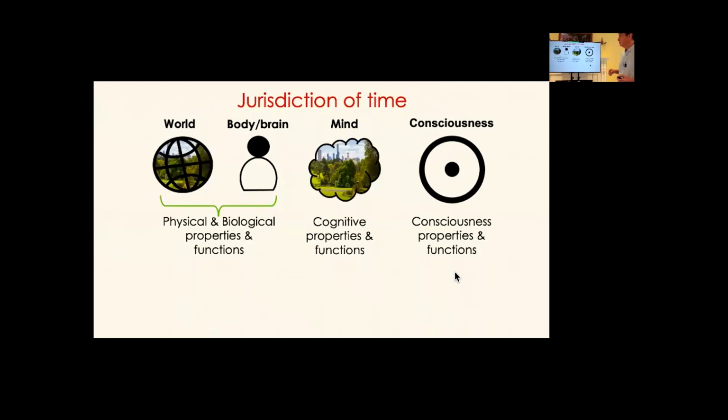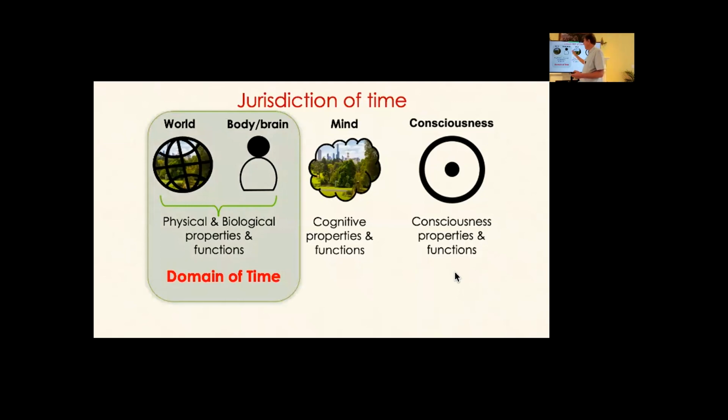So the jurisdiction of time: if we have these different properties, the world and body, which we group together, physical and biological, and we've got the mind, cognitive, consciousness. So out of these three groups, which is under the jurisdiction of time? Now, I think very quickly we would say, well, we know that time allows things in this world to change, right?